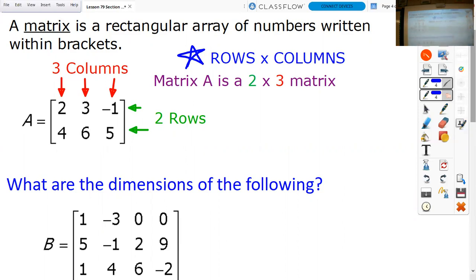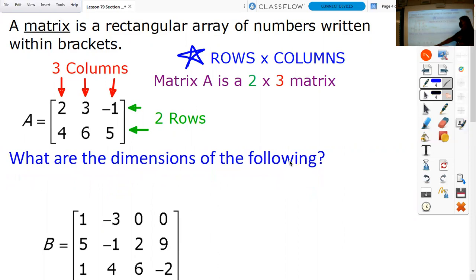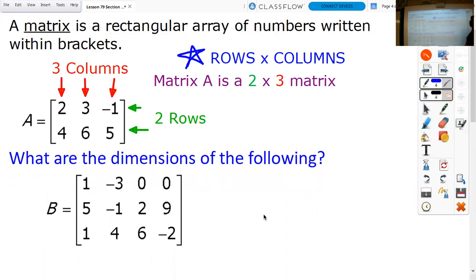So if I want to use that idea, and you do not need to feel like you need to write this huge matrix down, I'm going to tell you the size of matrix B. So it says, what are the dimensions of matrix B? When I look at this, I look for the rows. There are 1, 2, 3 rows, and there are 1, 2, 3, 4 columns. So matrix B is a 3 by 4 matrix. All right, rows, then columns.